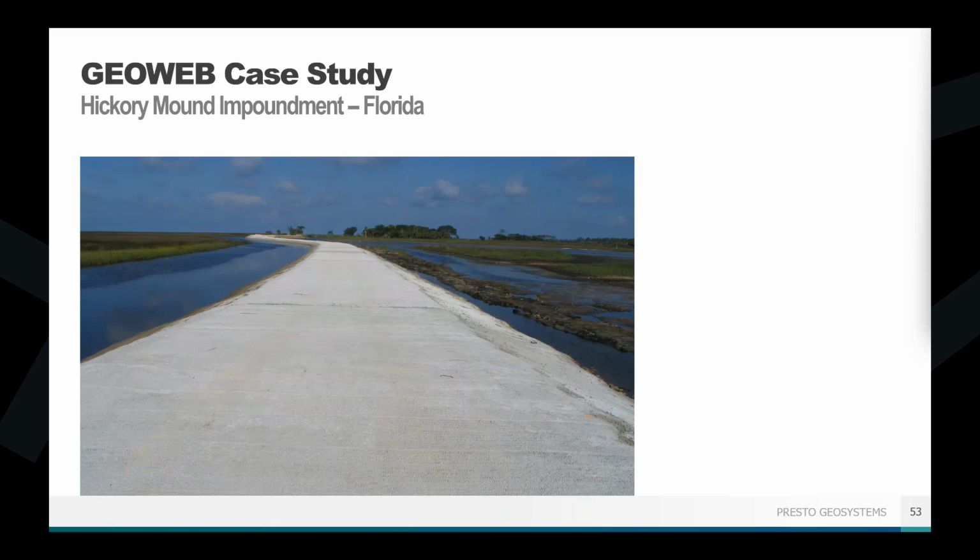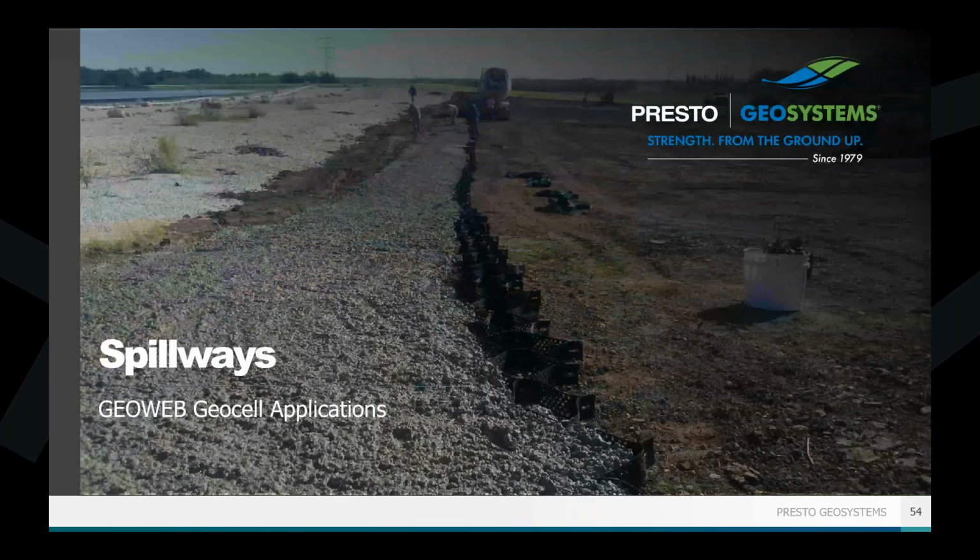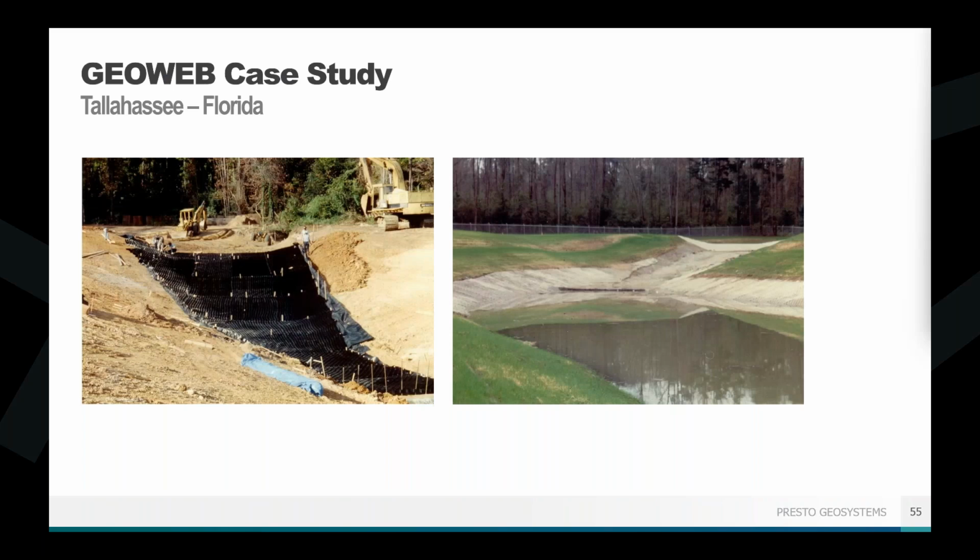and any sort of hydraulic flow or drawdown effects that are happening aren't going to have any negative effect on the GEOWEB system. And then last sort of thing that we want to cover is spillways. Slightly different than just doing dam embankments, same concept, but this is an area that is going to have a significant amount of flow over it, as opposed to sort of hoping it doesn't overtop, but designing as if it will. So this was a spillway at a medical complex in Tallahassee, Florida.